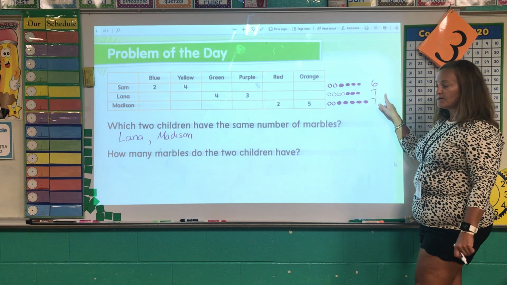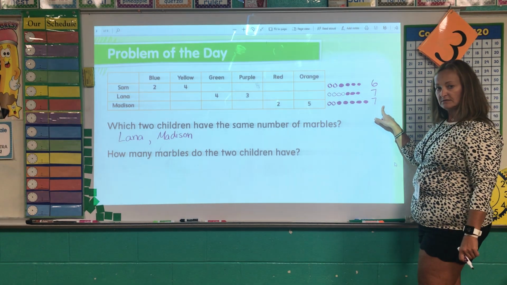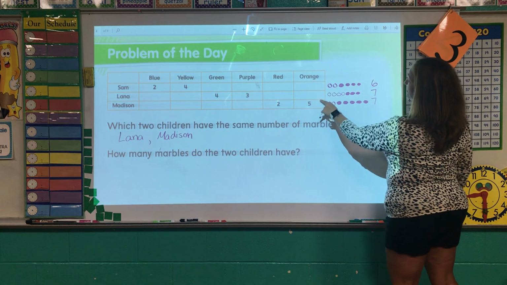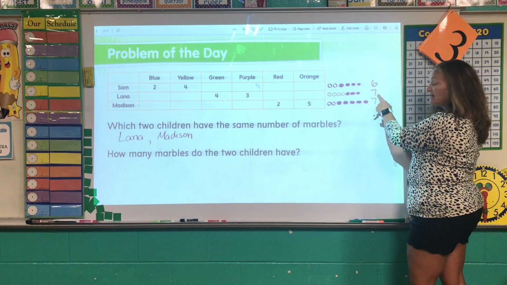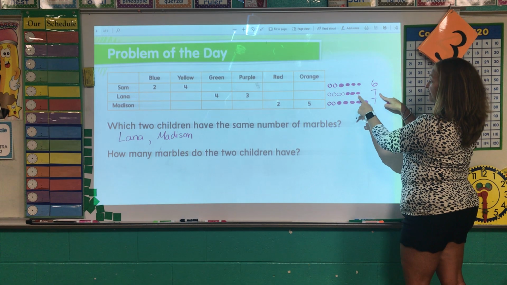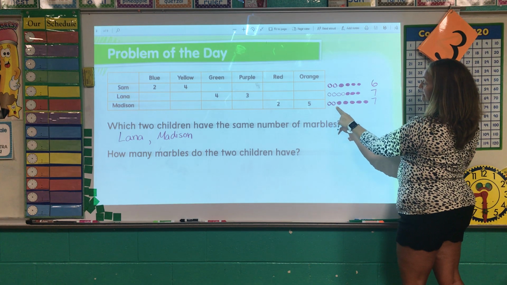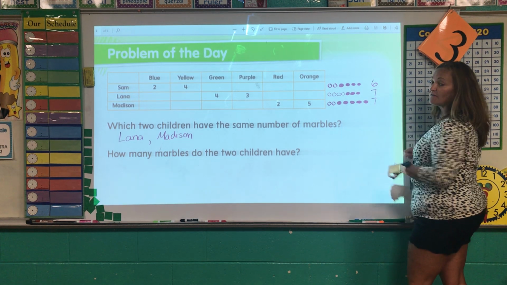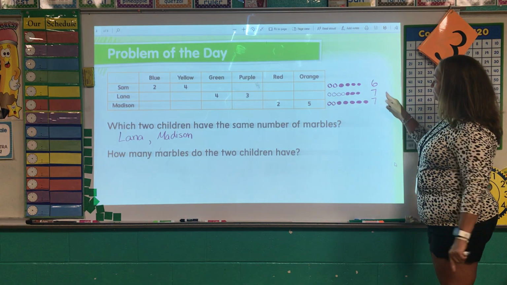So how would I know what 7 and 7 is? I'm going to add them together. I'm going to count Lena's, and I already know that's 7, so I'm just going to count on. There's 7, 8, 9, 10, 11, 12, 13, 14. They have 14 marbles in all.